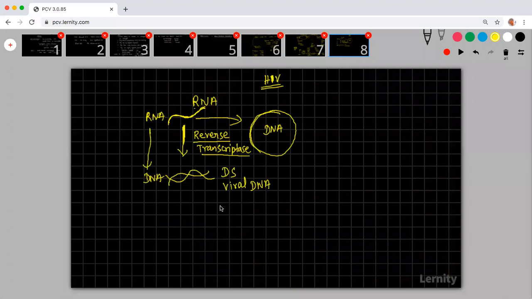So what will happen here? This will be making this viral DNA, and this viral DNA will attach with the host DNA, and it will follow the lytic cycle. Are you guys able to understand? So now I am enabling this chat column, so you can talk. So are you understanding what is transcription, translation?